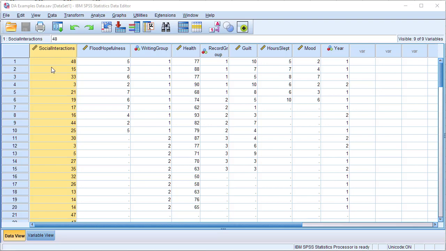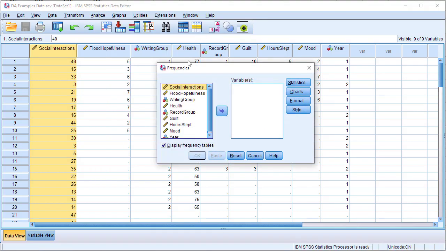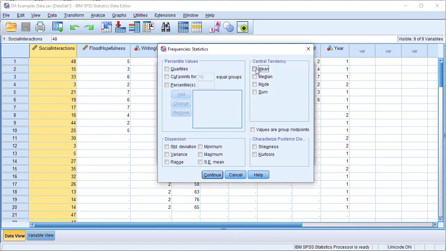Let's take a look at how we get the statistics for this analysis by going to Analyze, Descriptive Statistics, Frequencies. I'm going to select the variable social interactions, and click on the Statistics button so I can tell it which statistics to run. I want the mean, median, mode. I also want the standard deviation and the variance, and we can use the range. We can do minimum and maximum too, because we know that one as well.